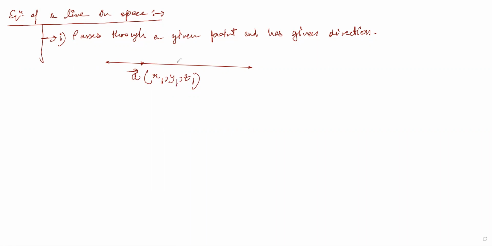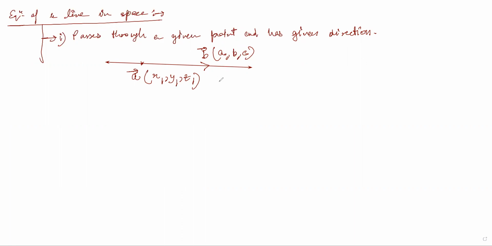We also have the direction ratios. I'm denoting it like an arrow. Let's call this vector B vector, and let's say the direction ratios are a, b, and c. We use this as the standard notation. This B vector signifies the direction ratios, or DRs, and this A vector gives you the position of the point through which the line is passing.